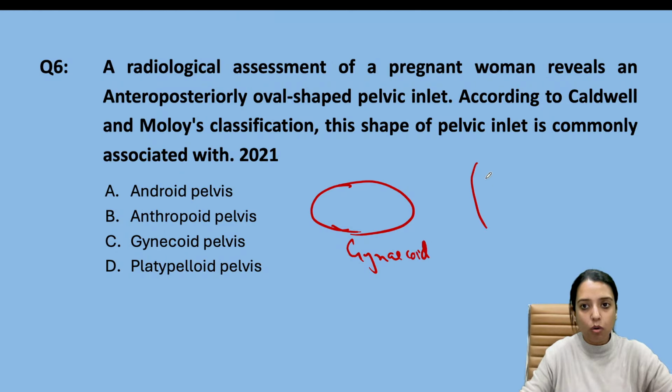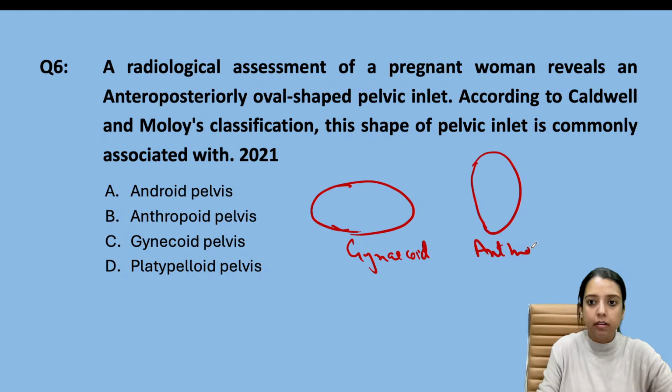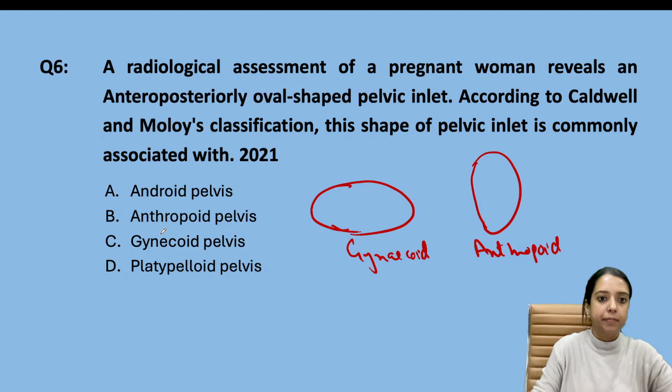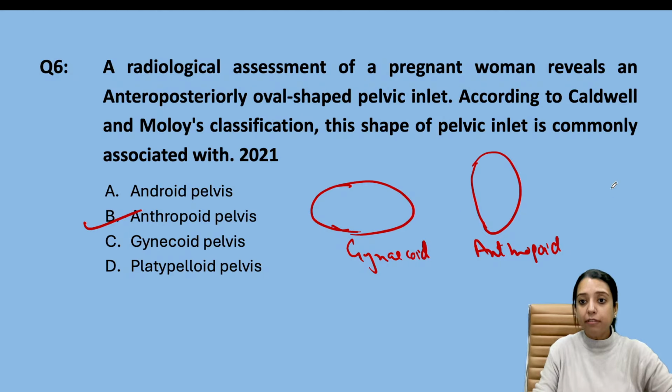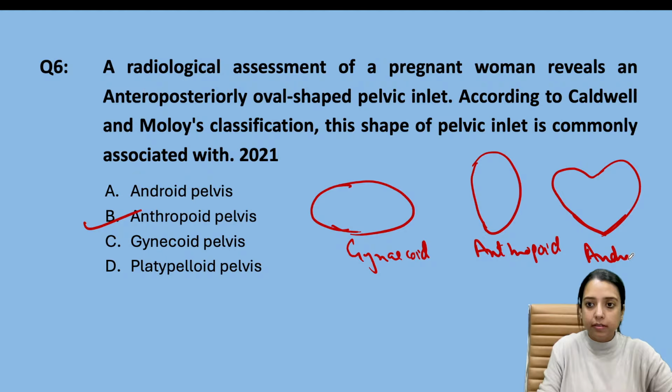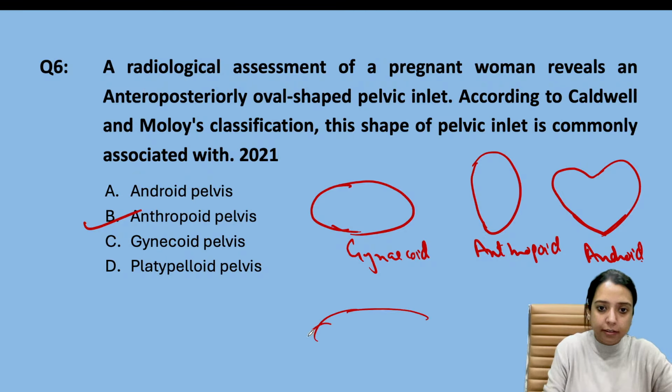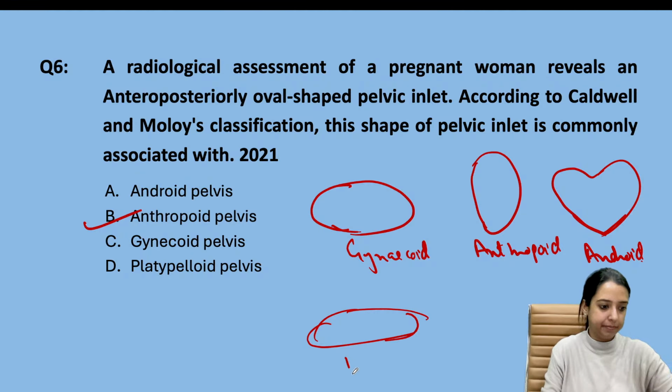Some females have an oval pelvis like this. Next most common is anthropoid. Anthropoid, like this one, oval shaped pelvis. Some women have an anteriorly narrow pelvis. Posteriorly there is a dip, it's heart shaped. Anteriorly beaking. It is android pelvis. And some women have a flat pelvis. It's a flat pelvis. Platypelloid.